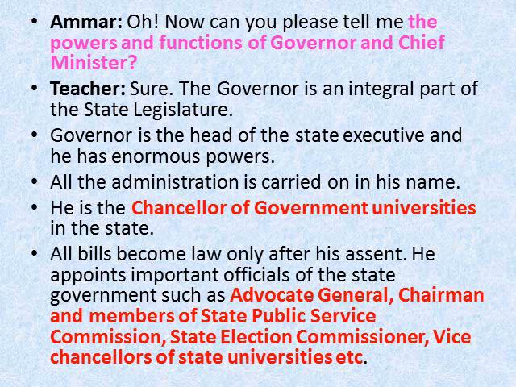He is the chancellor of government universities in the state. Who is the chancellor of universities in the state? It is the governor. All bills become law only after his assent. He should give his consent, then only the bills which are passed in the assembly will become law.